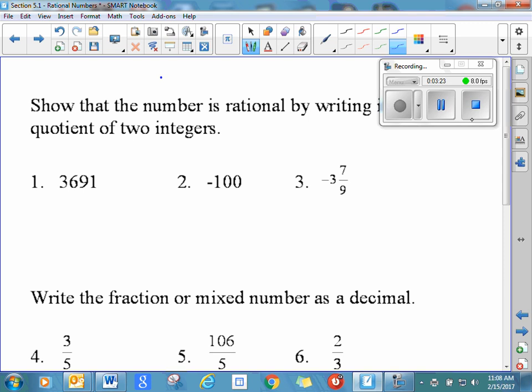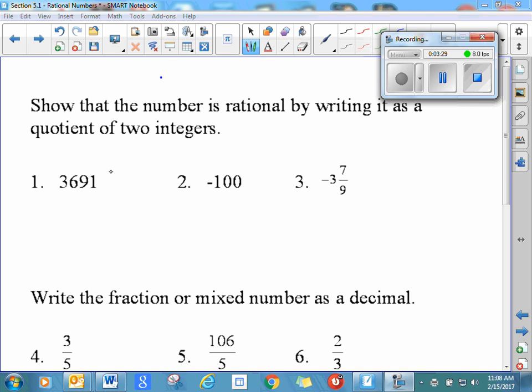So these are some simple examples of writing numbers as rational numbers. It says, show that these numbers are rational by writing them as a quotient of two integers. This is not a quotient of anything. It doesn't have a numerator and a denominator, but we can make it a rational number by simply drawing the ghostly 1 as the denominator. And on this one, negative 100 over the ghostly 1.